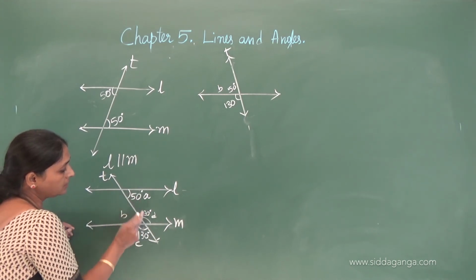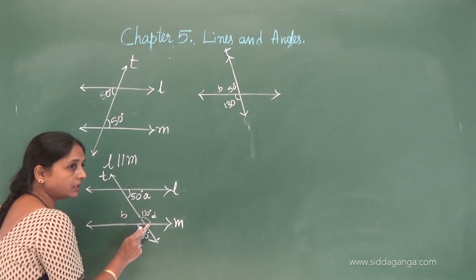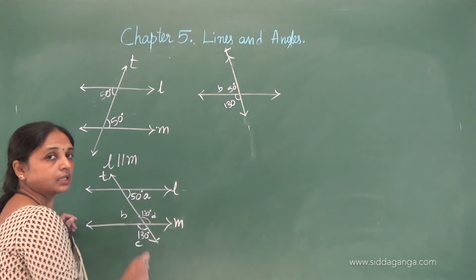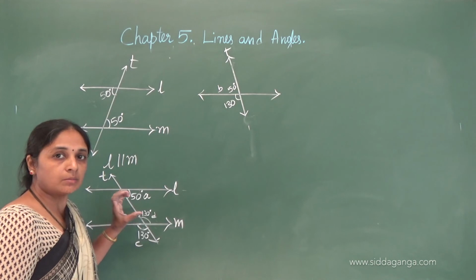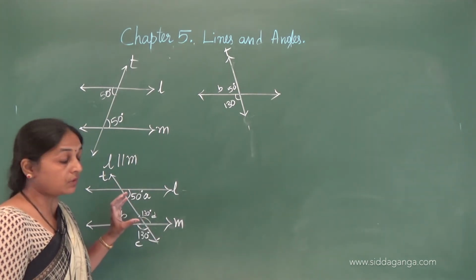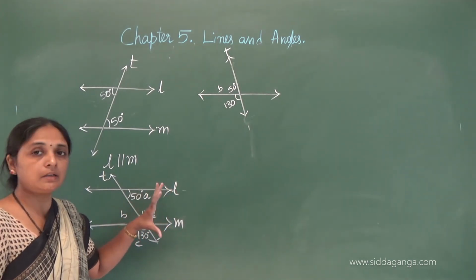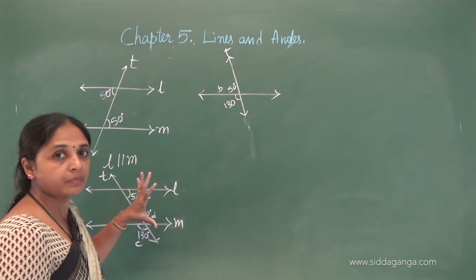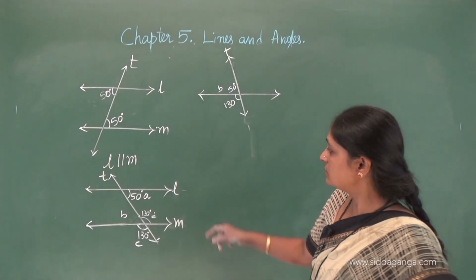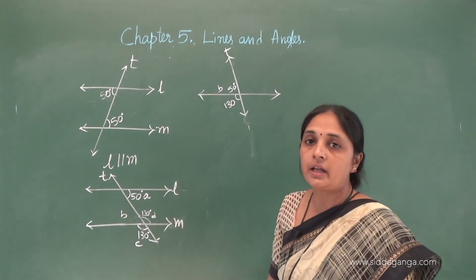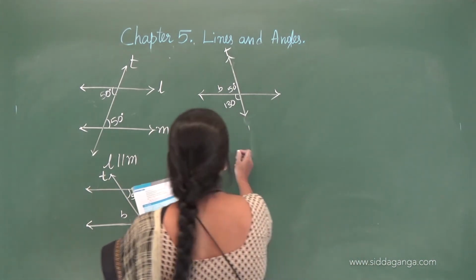The angles present on the same side of the transversal are supplementary, that we know. 50 plus 130 is 180 degree. If the sum of these two angles is 180 degree, then these two lines are parallel. So these are the two reasons we can give to say L and M are parallel. And the third one they have given is like this.